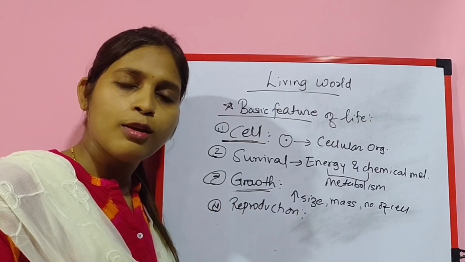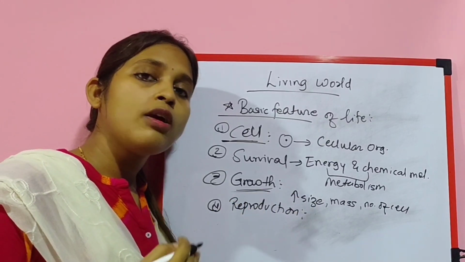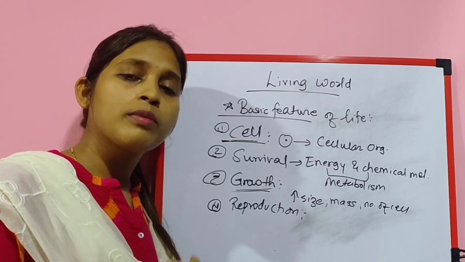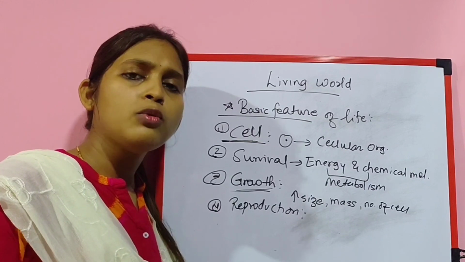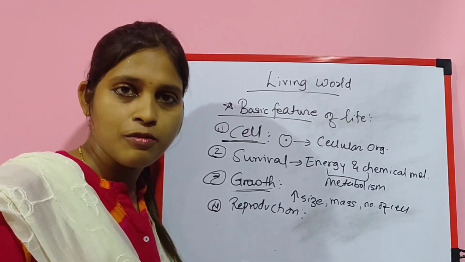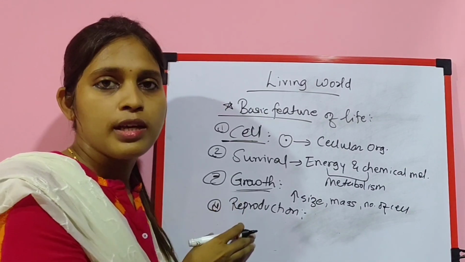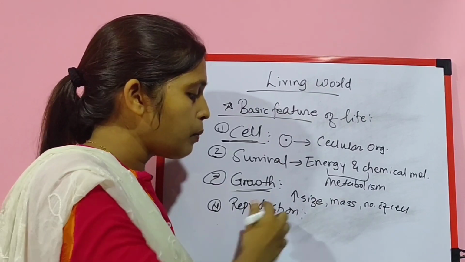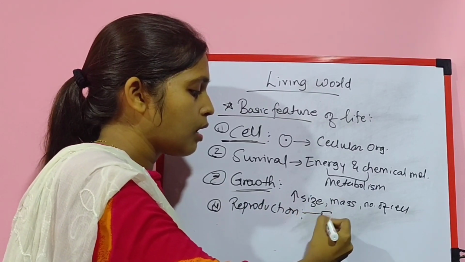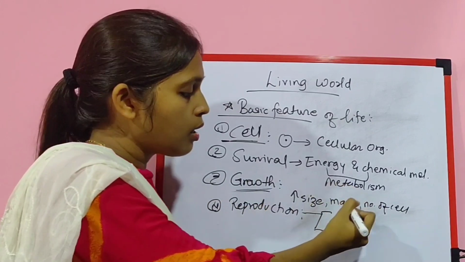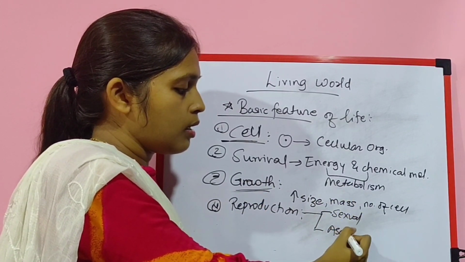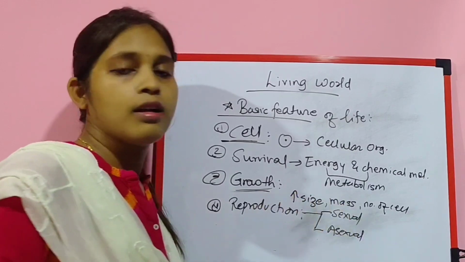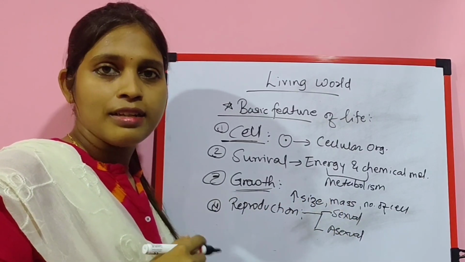reproduction. Yes. To keep the continuity of life, the living being produces young ones of itself. That process is done with the help of reproduction. Now reproduction has two types, that is sexual and asexual. We'll discuss it in detail later.